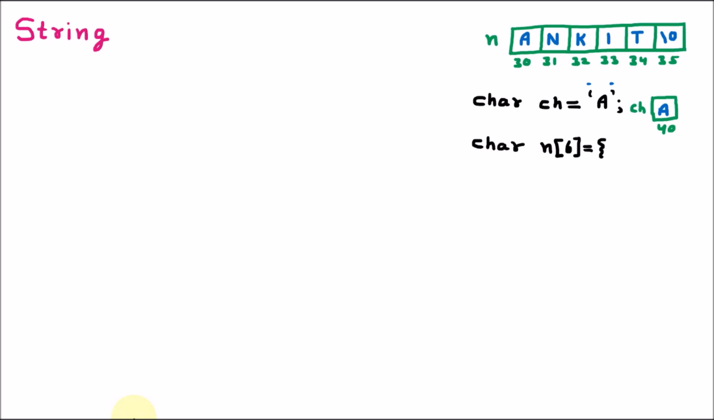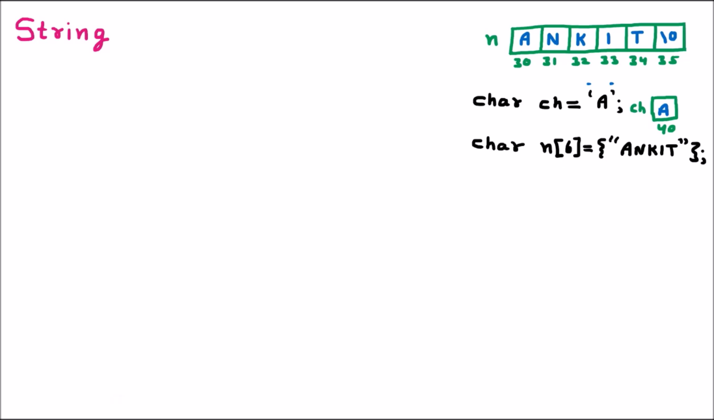Now equal to, in the curly bracket, I am providing my name. We know that the string has the double quote. So here I am using my name, let's say "Ankit". So this is how my name is stored, which is Ankit. So this is called a string.